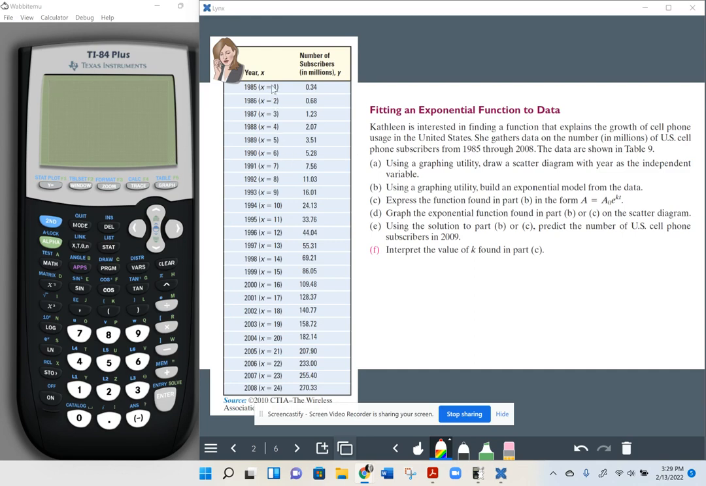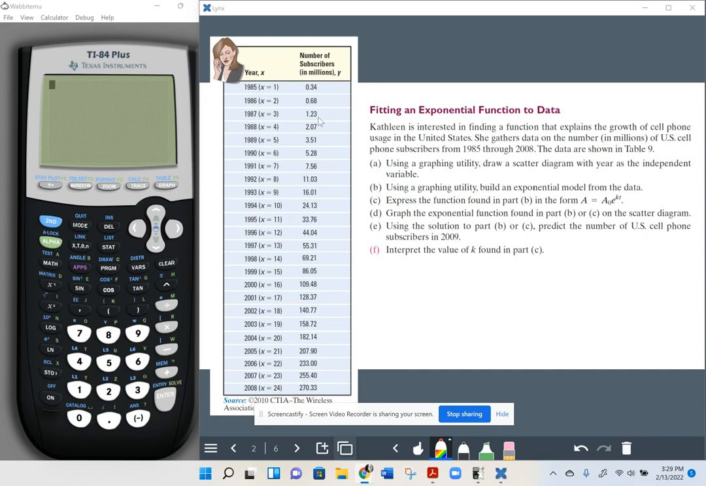So what she's collected is the years. So that's going to be our X or L1 column. But she's going to start in 1985 and she's going to make that X equals 1, year 1 where she was collecting data. So that means 2008 represents 24. So she's going to enter 1 through 24 here, which is also what we're going to do.